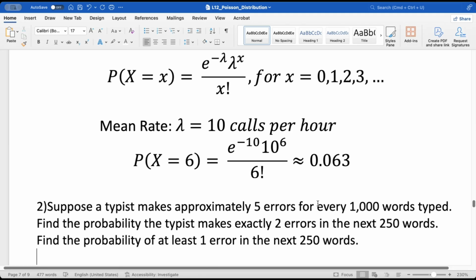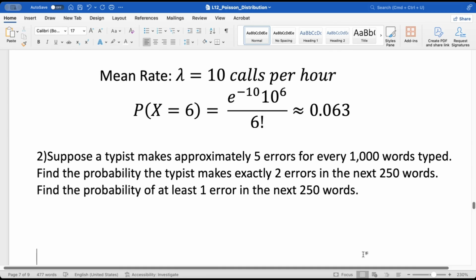So what's happening here is that we're dealing with two different word amounts. The original rate is 5 for every 1,000, but then they're asking for the probability of making exactly 2 errors in the next 250. So we have to use a proportion, scale that down to match the context of the question. We have a rate here per 1,000 words typed, but the question is working on a basis of 250. So we have to use a proportion or some other conversion here.